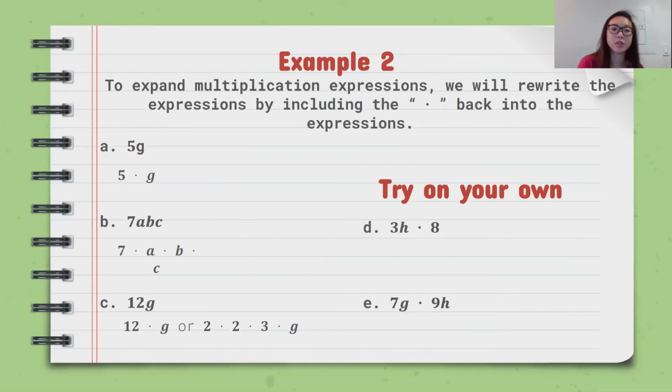What you want to do when you expand it is write it in the smallest numbers possible. You could have written it as 4 times 3 times G, but 4 can be broken down even further. You can go even further with 2 times 2. So you can pause here for about 3 minutes and try those two on your own, D and E.